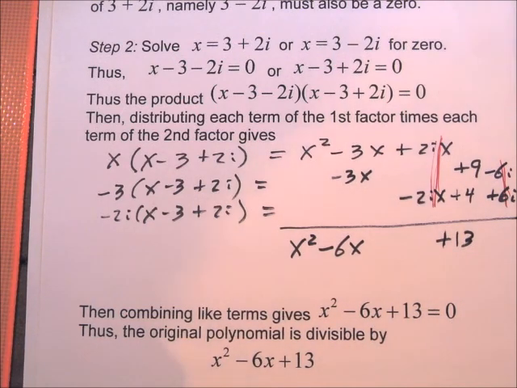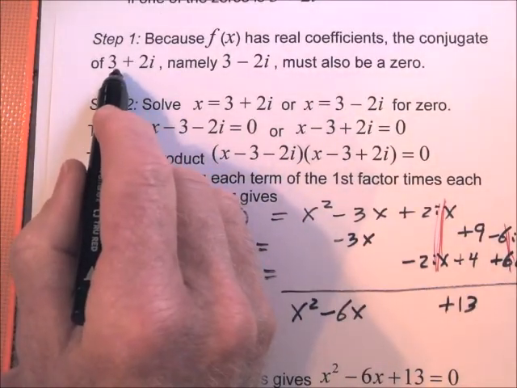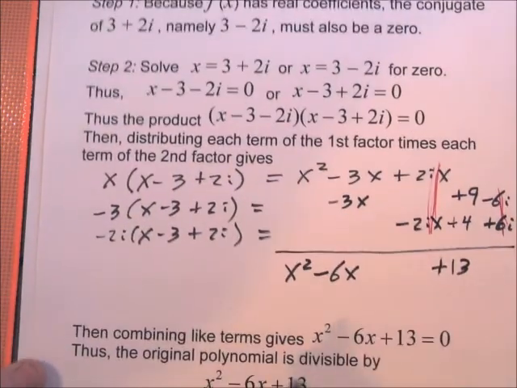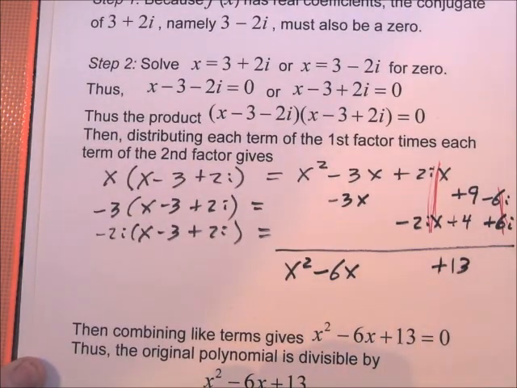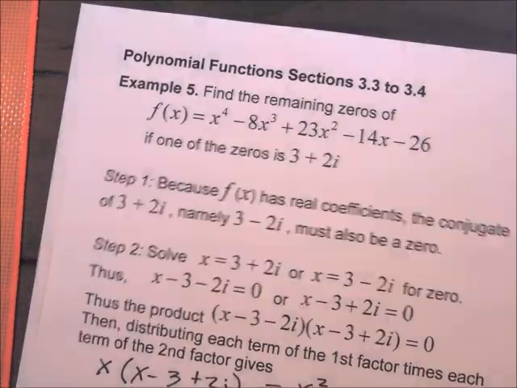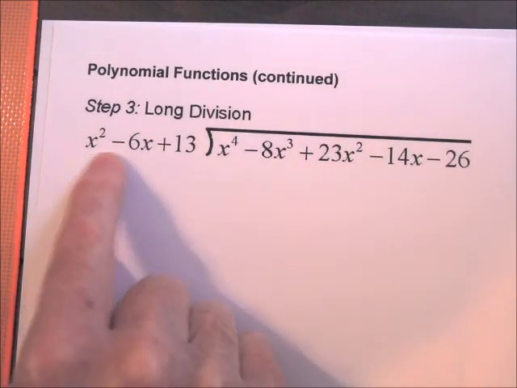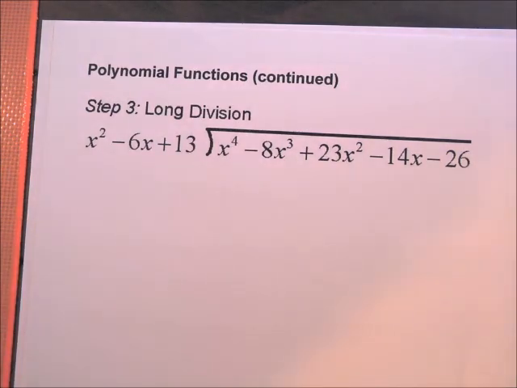And for these values of x equals 3 plus or minus 2i, this will equal 0. So the original polynomial is going to be divisible by x squared minus 6x plus 13. Okay, so the second step is to do long division. Our original polynomial is inside the box. Our divisor is outside the box.